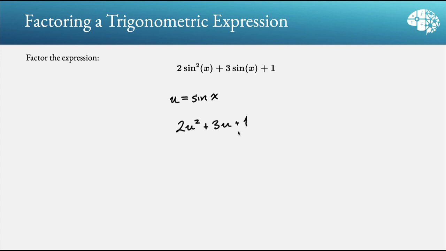So let's briefly go through that. With a quadratic, if you have a leading coefficient that is not 1, you multiply that by this last number here. Multiplying those two together, I get a 2. I'm looking for two numbers that multiply to be 2 and that add to be 3, which is 2 and 1. What we do with those two numbers is we split this 3u up into those two, so 2u and 1u. Then we're going to factor this by grouping.